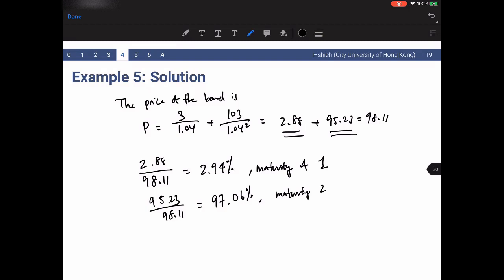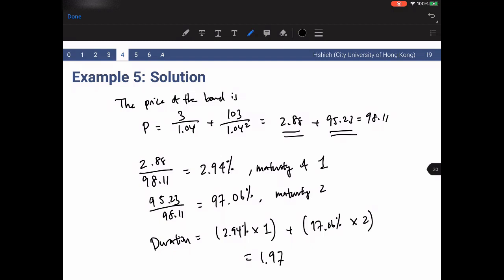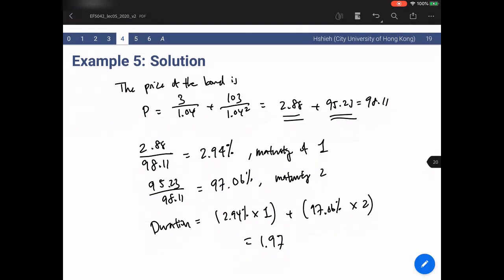All right, so we computed the price, we computed the present value of each of those cash payments each period, and then we took the ratio, and now we simply have to weight each of those maturity years with those ratios. So the duration is equal to 2.94% times 1 plus 97.06% times 2. And that's going to give us 1.97. All right, so that is how we calculate duration for a bond that has annual coupon rates.